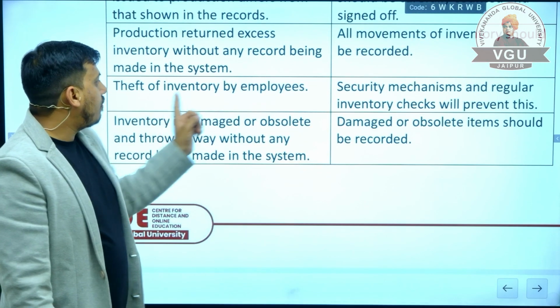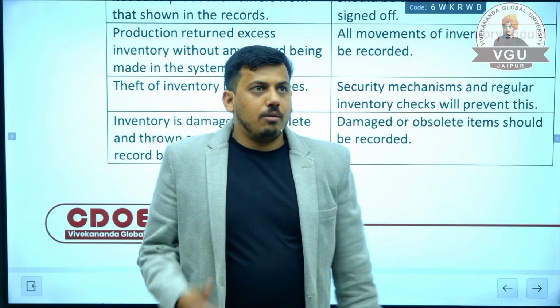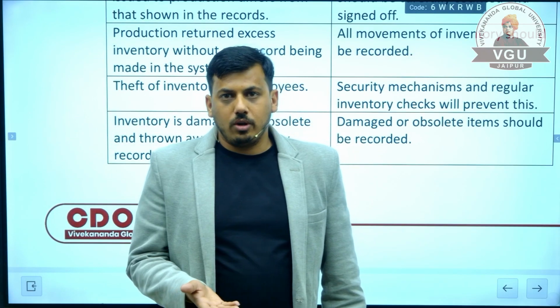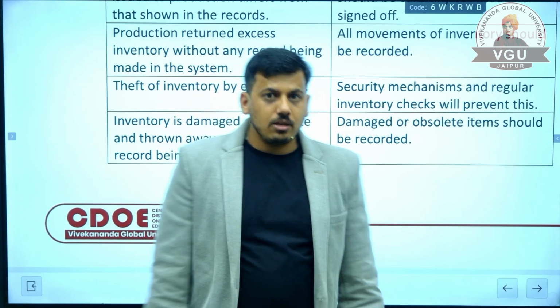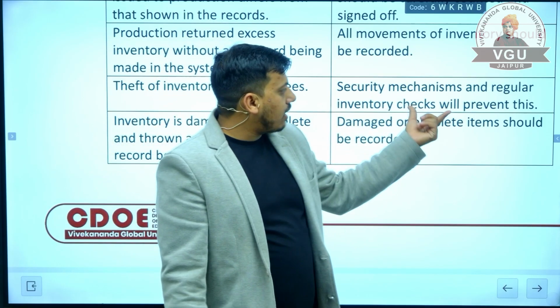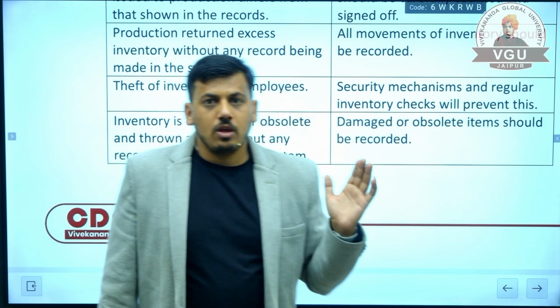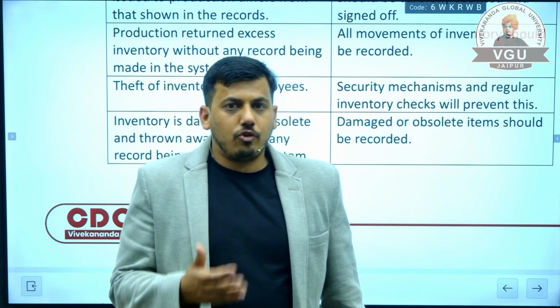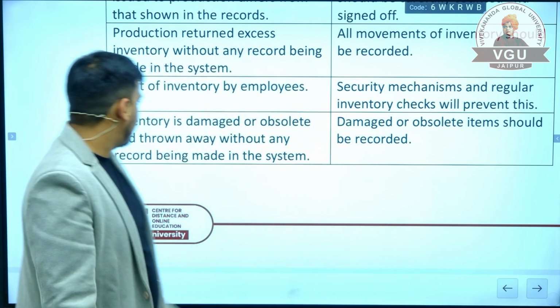Next one, theft of inventory by employees. If any material is stolen or lost by fire, then a discrepancy may arise. For that, we need a security mechanism and regular inventory checks to prevent this. So we will have to implement a robust security system in the organization.